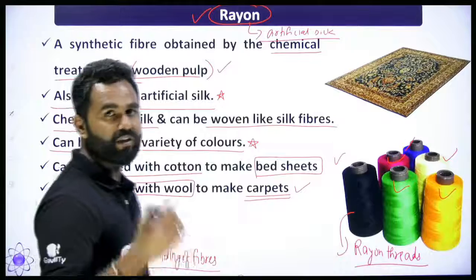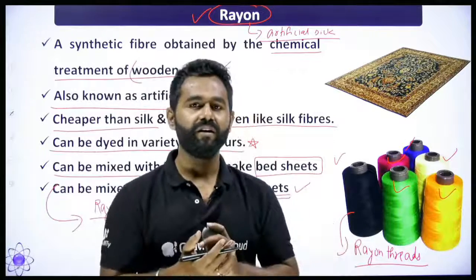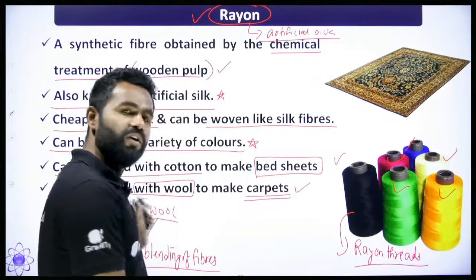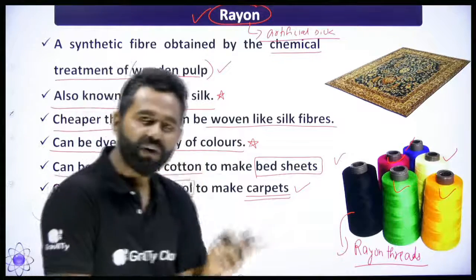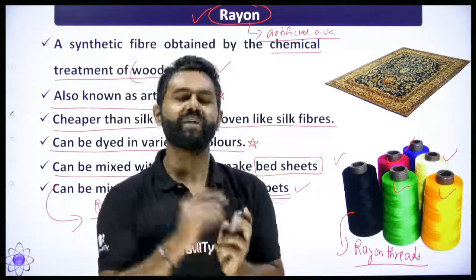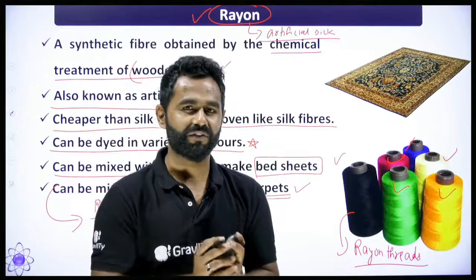Whenever two or more than two fibers are mixed together, it is called blending of fibers. How does it happen? Why do we do it? Everything we will understand in the coming class. Understood?